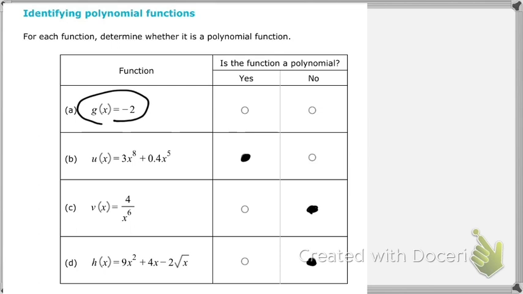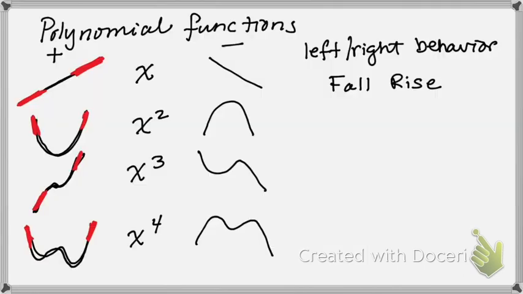Finally, this little function here. Do you know what that is? It's a horizontal line at -2, right? Is that a polynomial? Yes, it is. It's a power of x. What power of x? x to the 0. So that is a polynomial. Now, having established what is and is not a polynomial, we can say some things about where it's going and what's happening on the left and the right hand. So let's take a look at that.